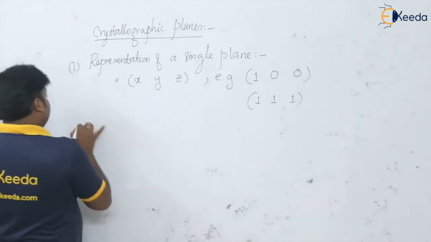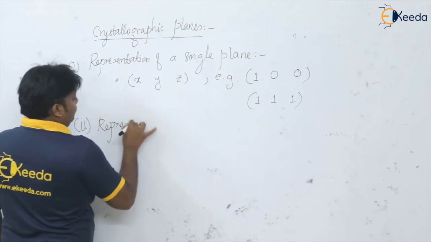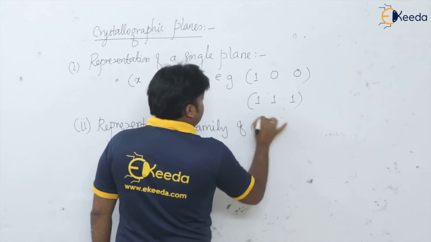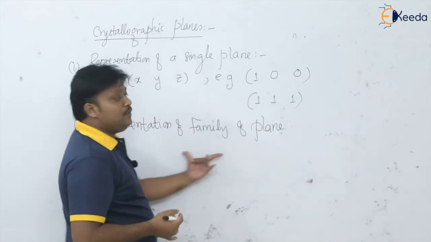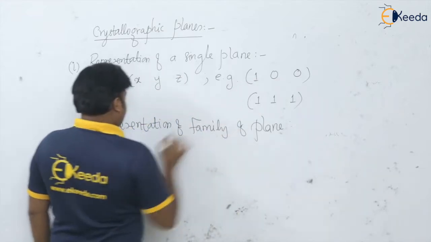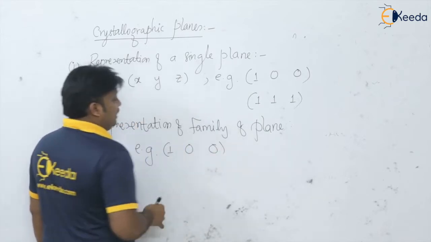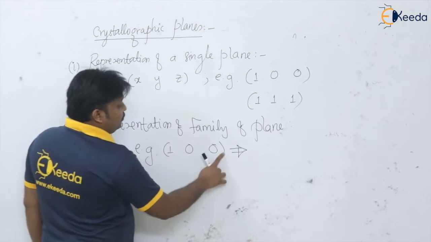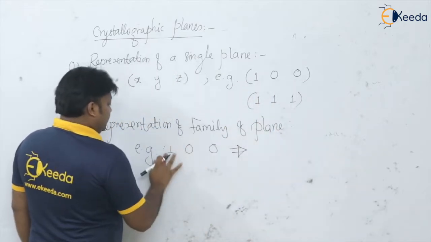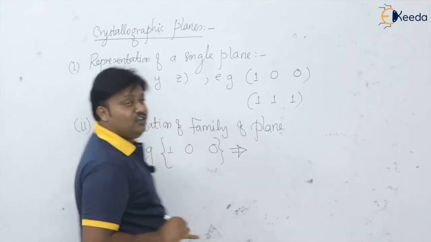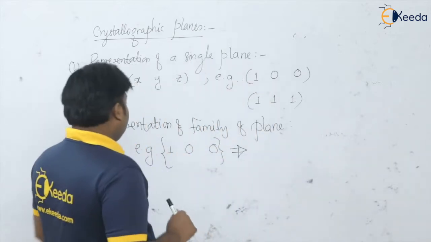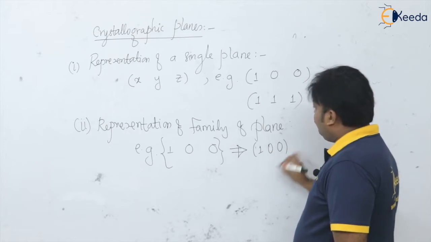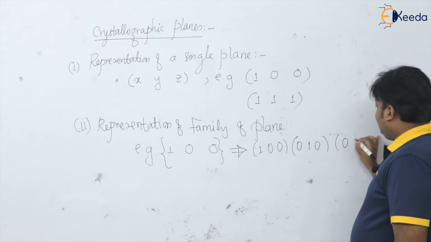Now if I want to represent the family of plane, okay, how to represent the family of plane? Suppose for example I am taking this plane (100), then what are the families? I am going to write the family of plane 100, then we should not use this parenthesis bracket, we should use the curly bracket for that. The family of the plane is always given in the curly bracket. Okay, so what are these families of plane 100? So it may be like this, the family {100}, we can have 010, we can have 001.